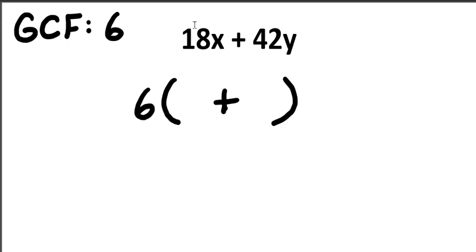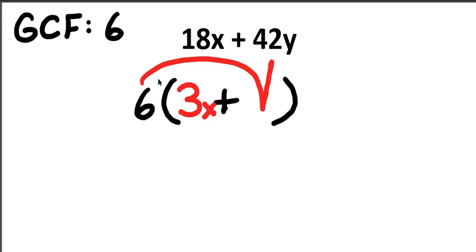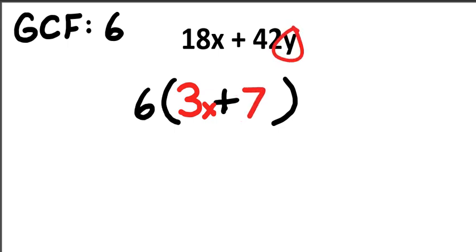Okay, let's take it a piece at a time. 6 times what is 18? Well, I know that 6 times 3 is 18, so I'm going to put my 3 right there. And don't forget about that there X. Drop it down right there. Okay. Now let's do the same thing over here. 6 times what is going to be 42? Well, I know that 6 times 7 is 42. And because there's a Y there, we got to drop it down right there.